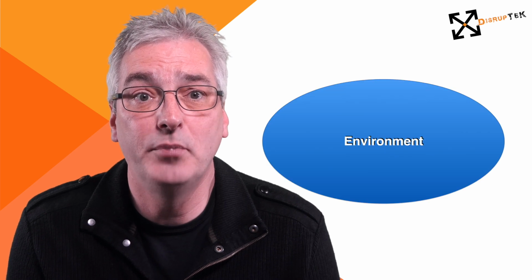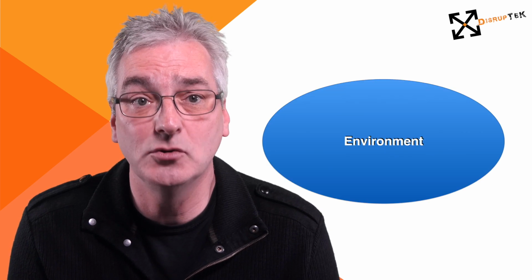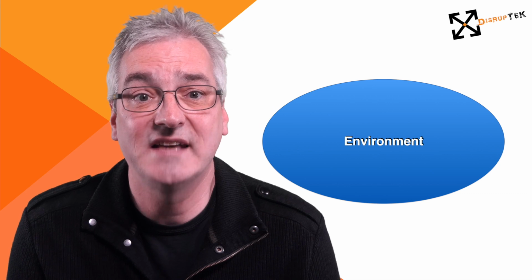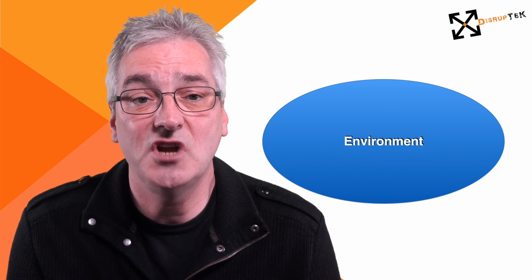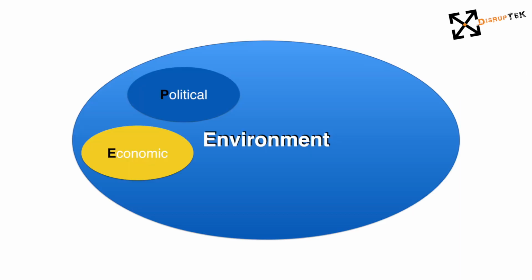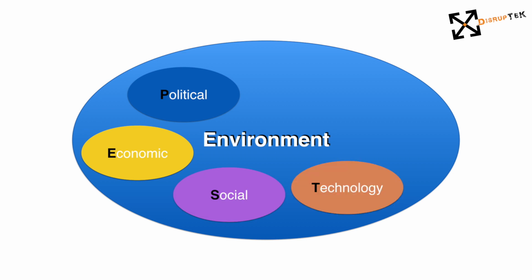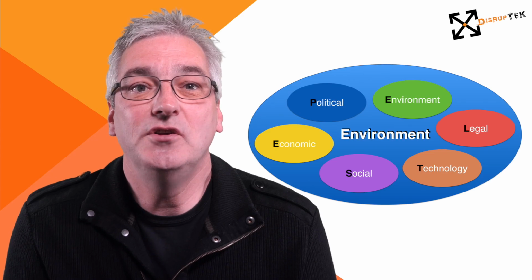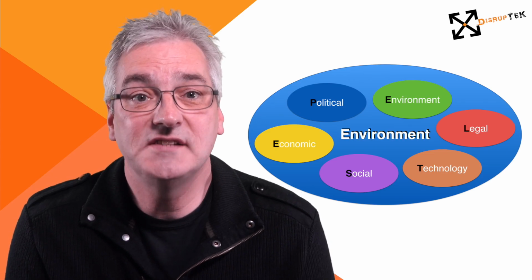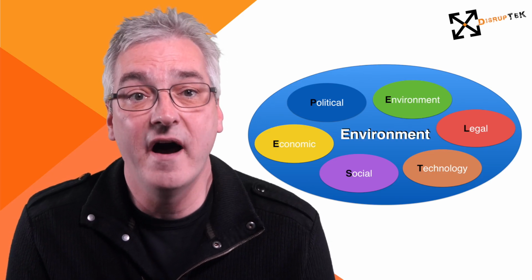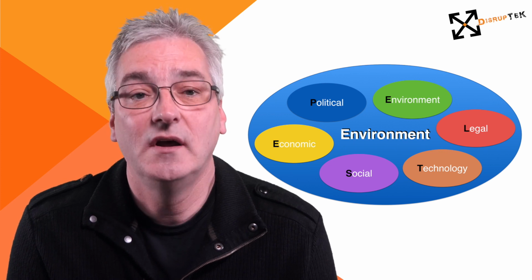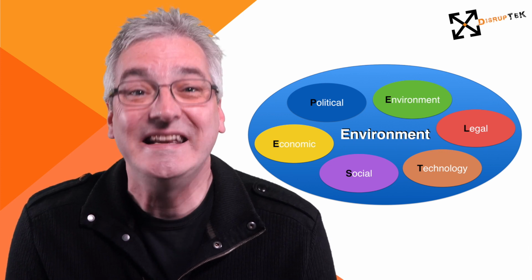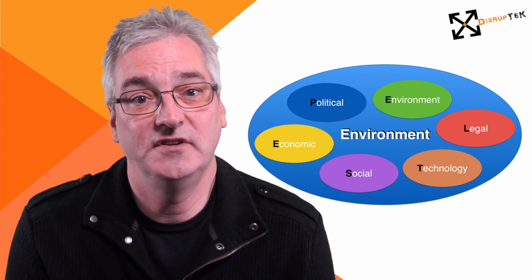PESTLE is a simple way of breaking down external environmental change into a set of distinct categories. The 6 types of change are political, economic, social, technological, legal, and environmental. If we are going to use these categories to analyse the impact of the external environment on potential opportunities, then why not use them to help identify emerging opportunities?